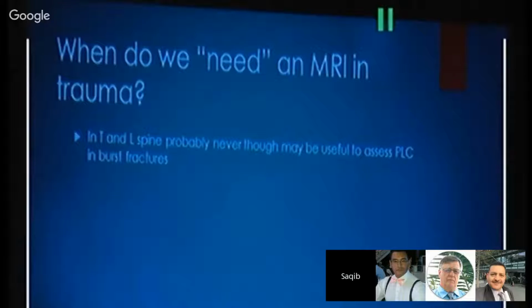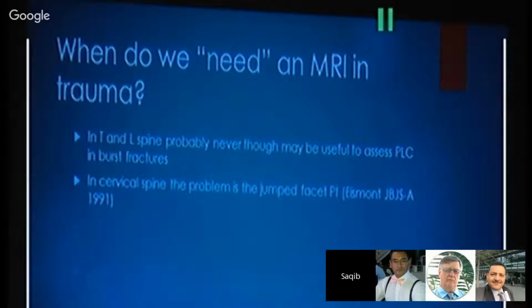Occasionally, it will be useful to assess the posterior ligamentous complex, but in that patient with the burst fracture where you're unsure of the involvement of the posterior column and you're unsure whether you want to treat them surgically or non-operatively, one of the options you have is an upright x-ray. And if they do not change their alignment significantly in the upright x-ray, you can probably treat them non-operatively. So I'm not sure how often the MRI adds to my treatment options in the thoracolumbar spine.